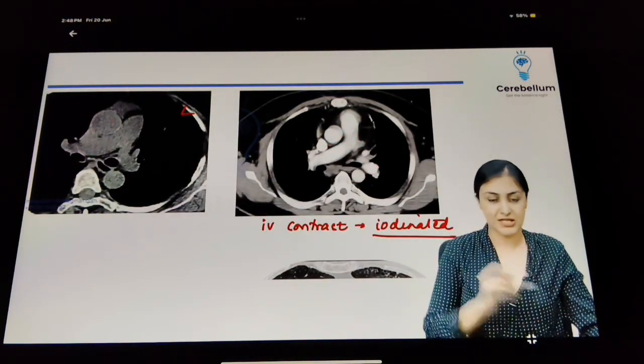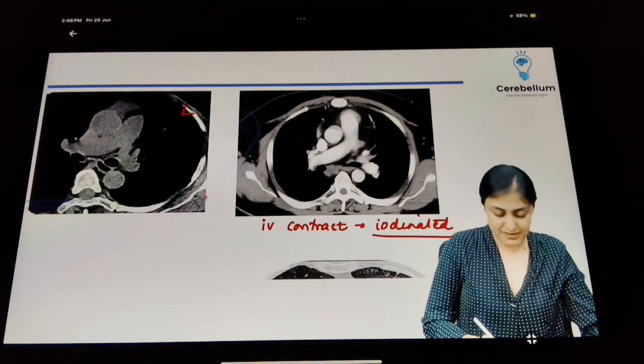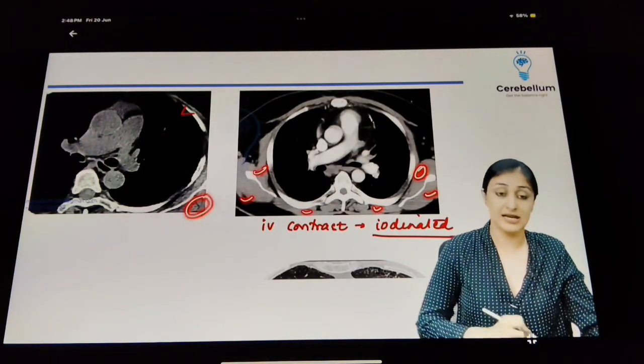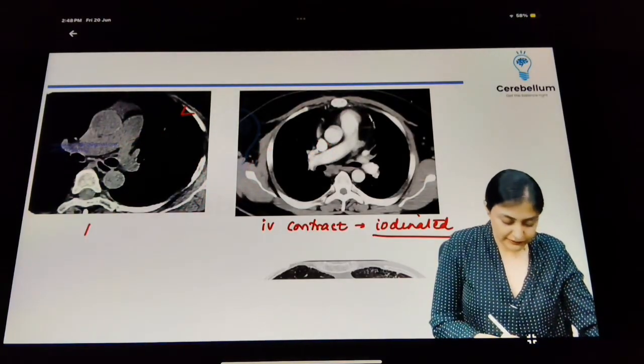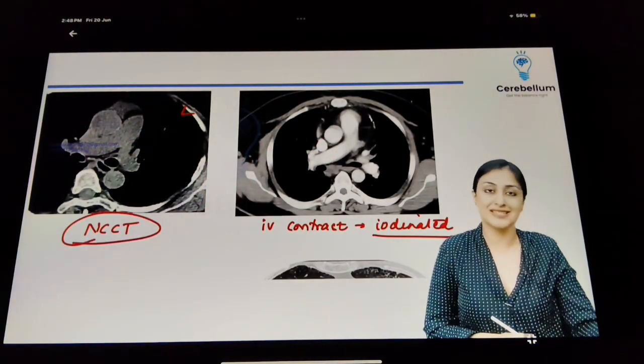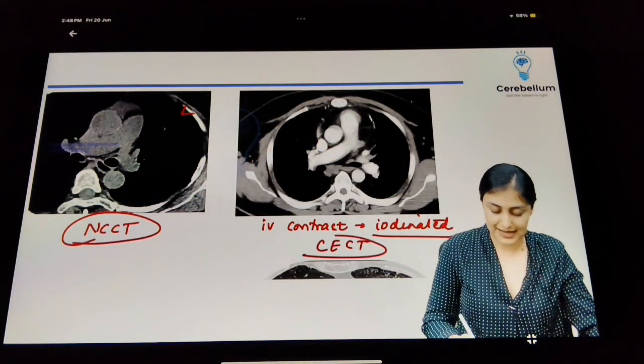Whereas here, it doesn't appear white. So what do you do? You compare it with normal muscles. Look at the muscles here. Can you see these soft tissue muscles? If it is whiter compared to muscle, it is contrast enhanced. If it is the same as muscle, we have not given contrast. So this is a non-contrast CT scan, whereas this here is a contrast enhanced CT scan.